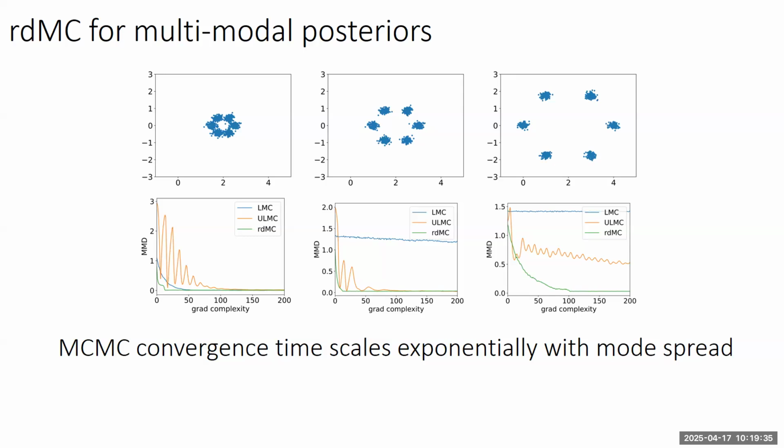But using the reverse diffusion Monte Carlo method, it converges within about 100 queries to the gradients. That's adding together all the samples' gradients. And we can prove that there is an MCMC lower bound for those cases. And reverse diffusion Monte Carlo exceeds that lower bound. Basically, no MCMC algorithm can compare to reverse diffusion Monte Carlo.